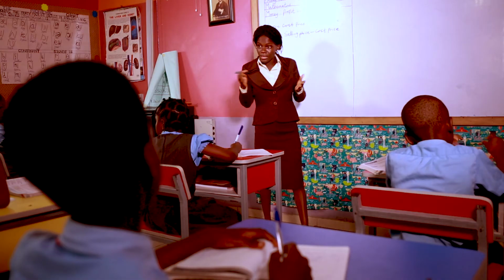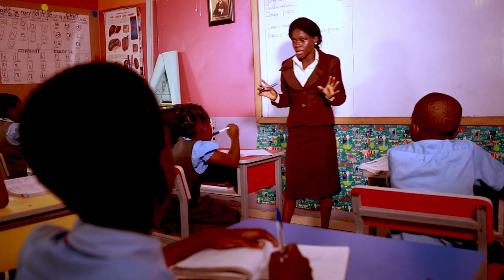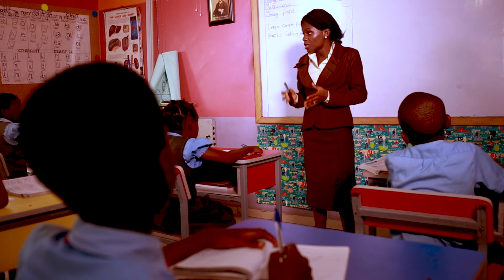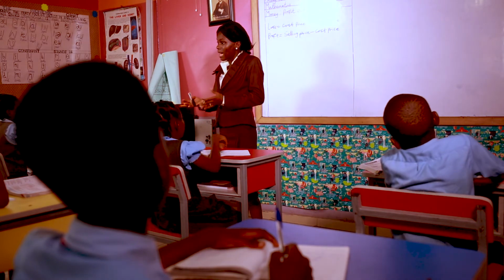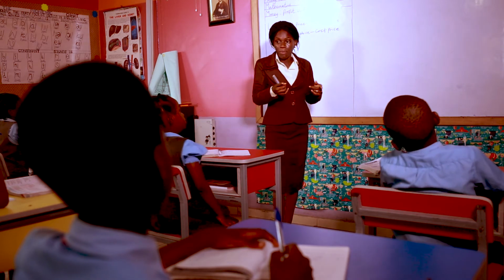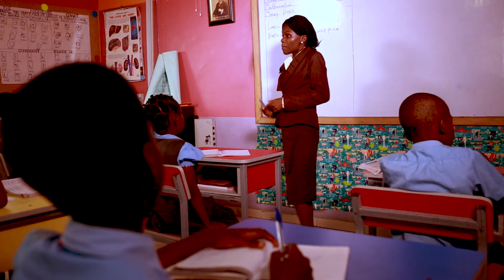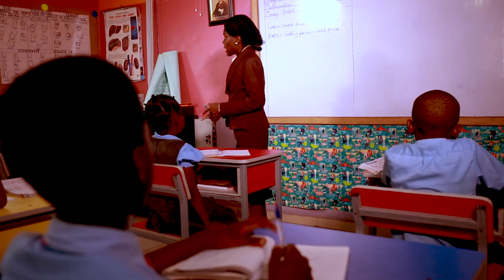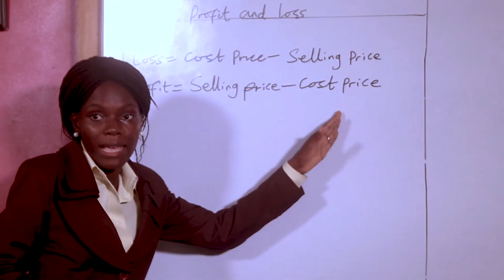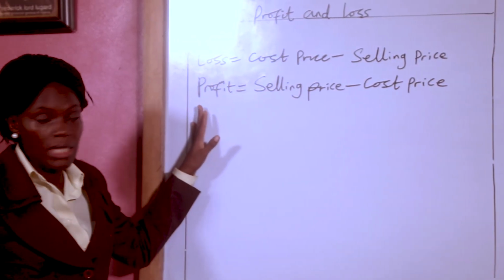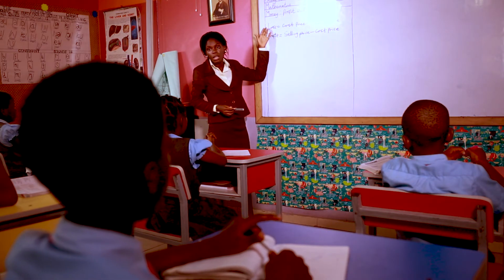Okay, so with my story now, you can see that we have been able to define four major terms. We've talked about the cost price, which is the amount that I use in purchasing whatever item I have bought. And then when I sell it, the amount I'm selling it for is my selling price. If my selling price is greater than my cost price, then it becomes a profit. But when my cost price is bigger than my selling price, then it is a loss.